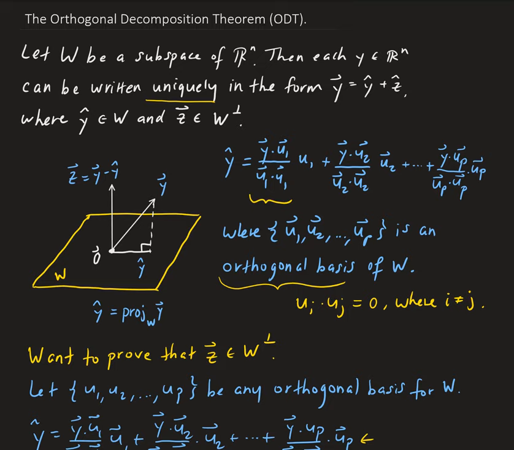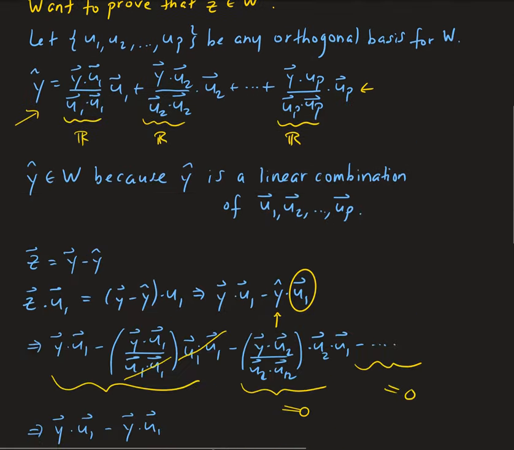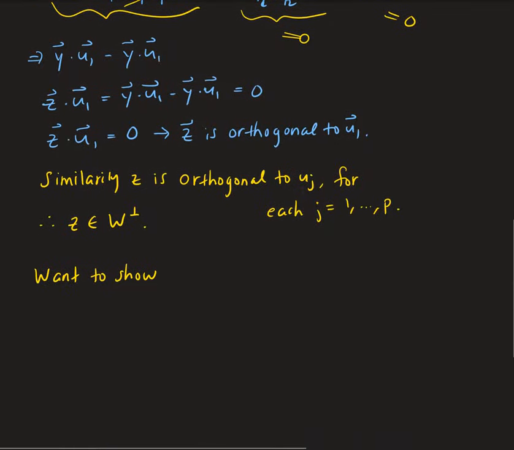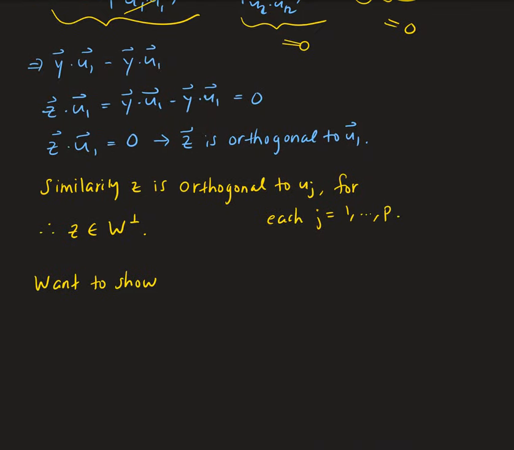Okay, so yeah, what happened? This is going to be a continuation of the orthogonal decomposition theorem. I was about to show that y is equal to y hat plus z is unique, but then the system crashed on me. So I'm just going to restart from here.